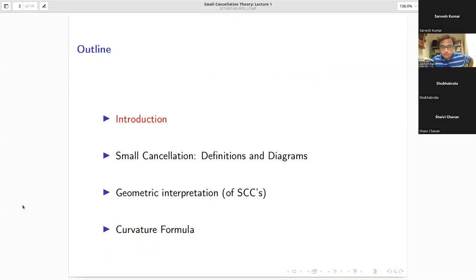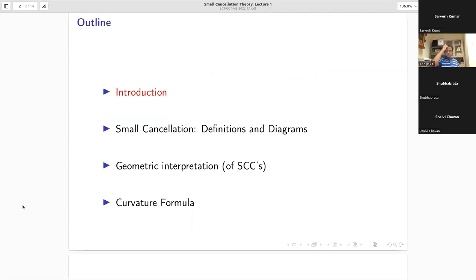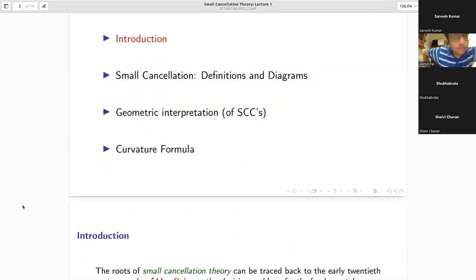So, let's get started. One correction here: a curvature formula is mentioned here, but probably today we won't see the curvature formula. May or may not.